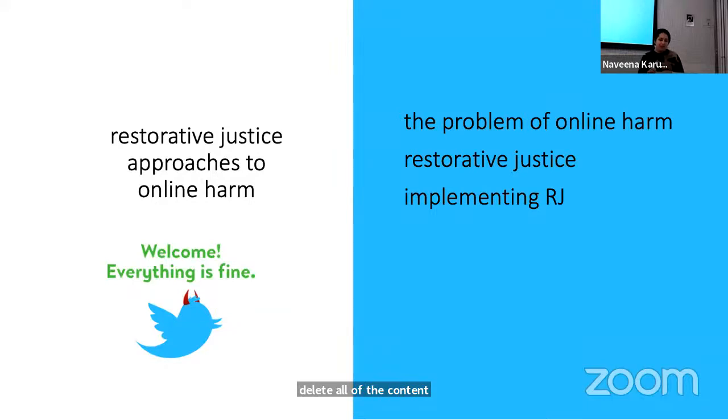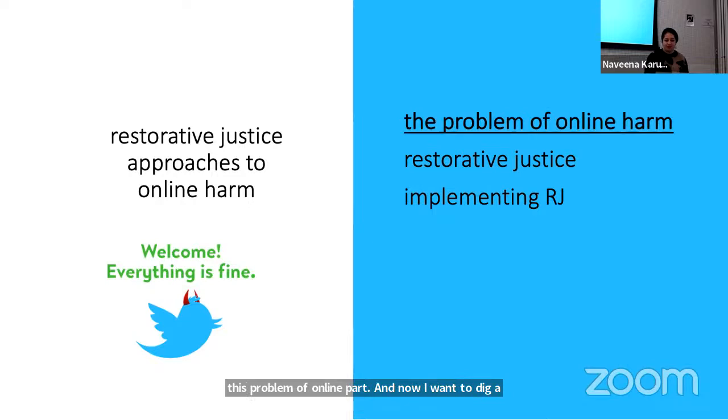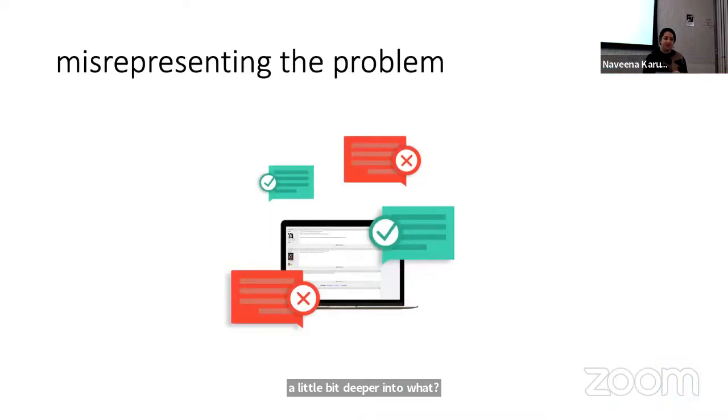So that was sort of an introduction to thinking about this problem of online harm. And now I want us to dig a little bit deeper into how we are actually approaching this problem. And I'm going to argue that at a fundamental level, there's a misrepresentation of the problem happening.